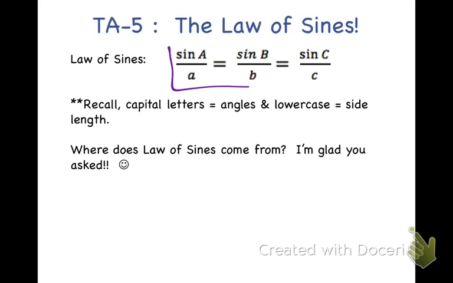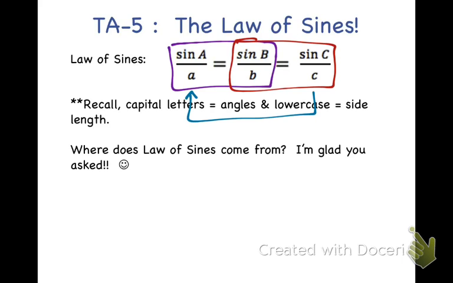So I would either look at sine of A over side A equals sine of B over side B. Or I would look at the last two, sine of B over B equals sine of C over C. Or if I had information about A's and information about C's, I would look at that. Remember, capital letters refer to angle values. Lowercase letters refer to side lengths, and they always pair opposite each other. So side A is always opposite angle A. Side B opposite angle B.